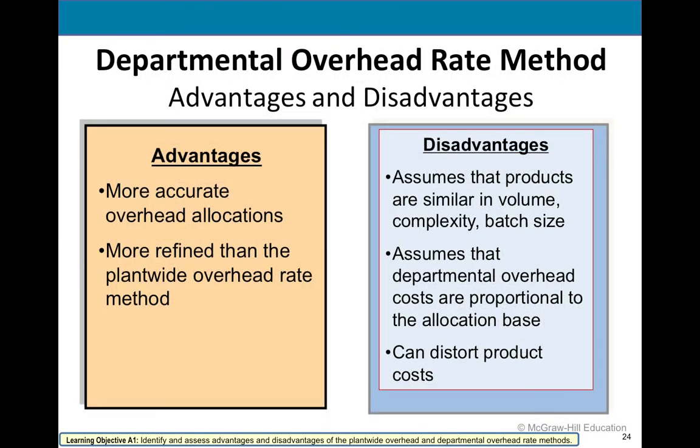Okay, departmental says it might be a little more accurate, a little more refined. But here it says, well, we assume everything's the same product size and volume. Not always. Sometimes you might throw off product costs. And proportional allocation base. We assume these, but it may not always be true.